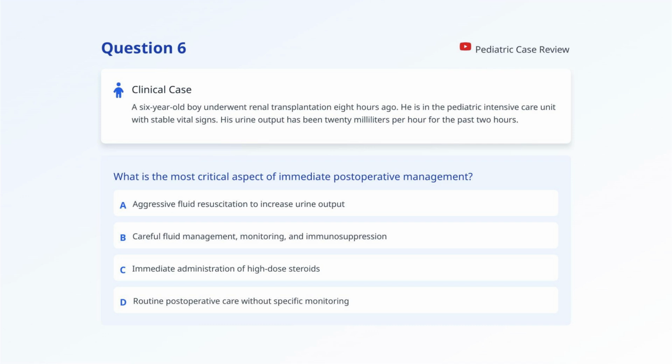His urine output has been 20 milliliters per hour for the past 2 hours. What is the most critical aspect of immediate postoperative management? Option A, aggressive fluid resuscitation to increase urine output. Option B, careful fluid management, monitoring, and immunosuppression. Option C, immediate administration of high-dose steroids. Option D, routine postoperative care without specific monitoring.